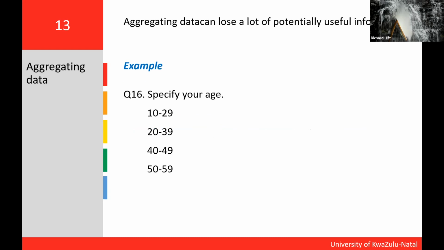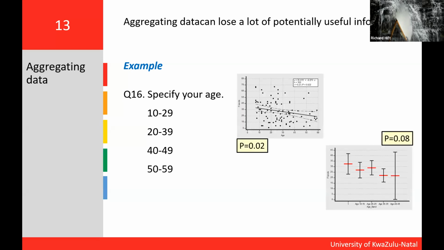Right. And of course, aggregating data, we've talked about this before. As a classic example, specify your age: 10 to 29, 20 to 39, 40 to 49, 50 to 59, when it would be almost as easy just to write down 31. And instead of one tick, you've got to write 2 numbers. But at the end of it, as we saw, you could end up with far more useful information had you captured an actual age and not a band. And the same goes for very many things, okay?